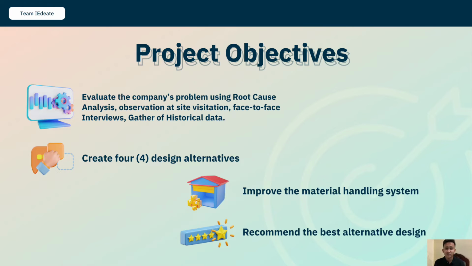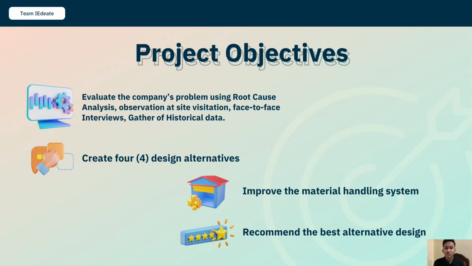The project specifically aims to achieve the following objectives. First, to assess and evaluate the company's problem using root cause analysis, direct observation at site visitation, face-to-face interviews with the contact person and the employees as well, and data gathering. Second, to create at least 4 design alternatives that, when compared to current practices, will adequately meet the company's needs.